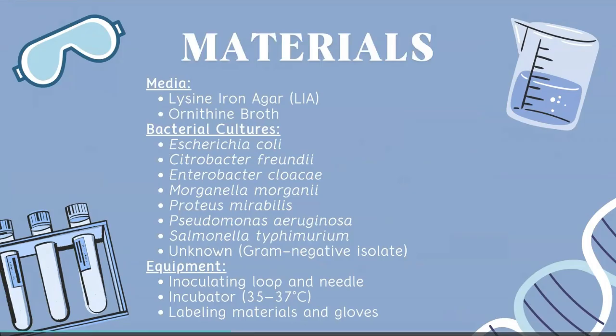The materials we used as far as media were the lysine iron agar, also known as LIA, and then ornithine broth. The bacterial cultures were E. coli, C. ferendi, E. clocae, Morganelli morgani, P. mirabilis, P. aeruginosus, S. typherium, and then our unknown or gram-negative isolate. And so as far as the equipment, we utilized the inoculating loop and needle, and then the incubator, and then our labeling materials, as well as our gloves.